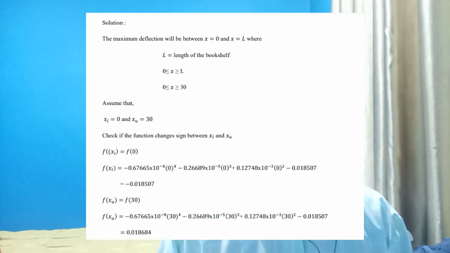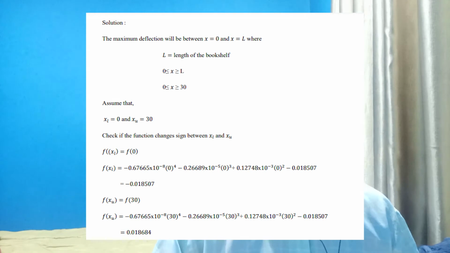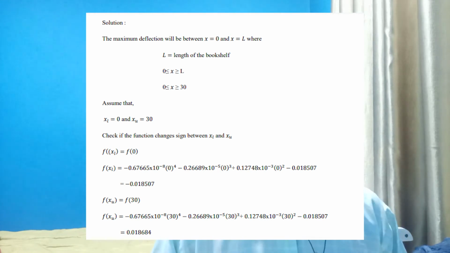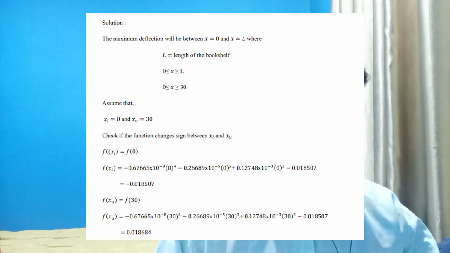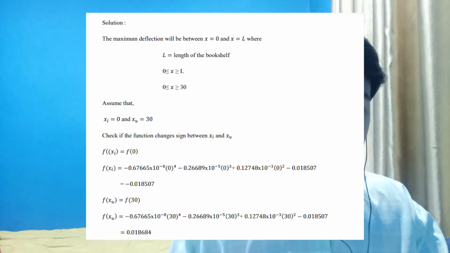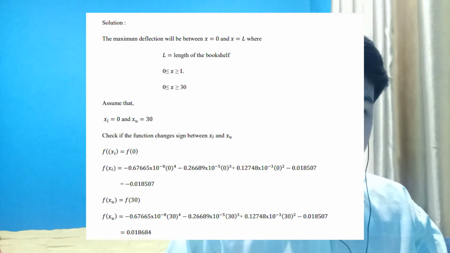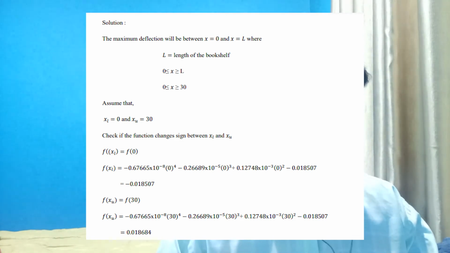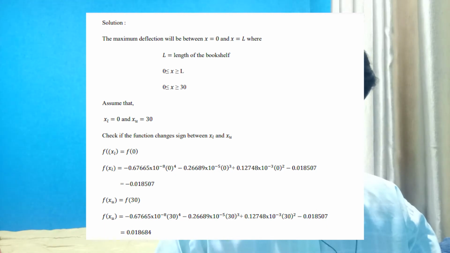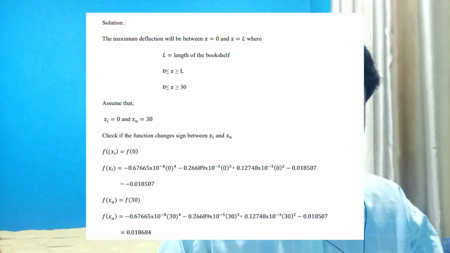where L is the length of the bookshelf, and for the first range, 0 less than or equal to x and more than or equal to L, and for the second range is 0 less than or equal to x and more than or equal to 30. And we assume that xl equal to 0 and xu equals to 30. So check if the function changes sign between xl and xu.